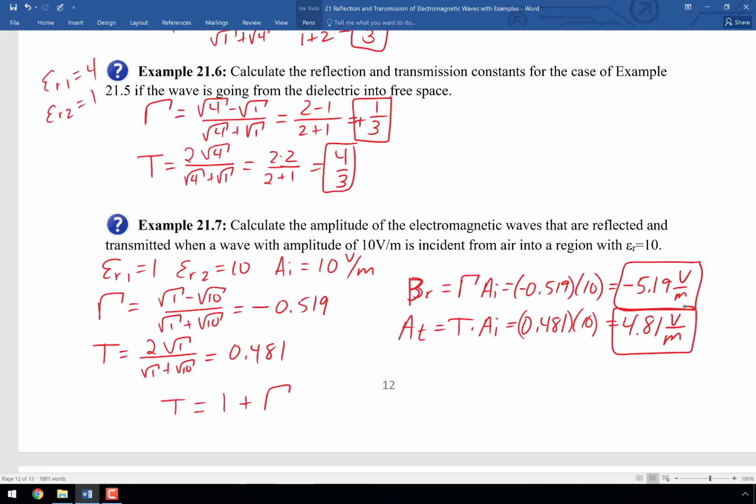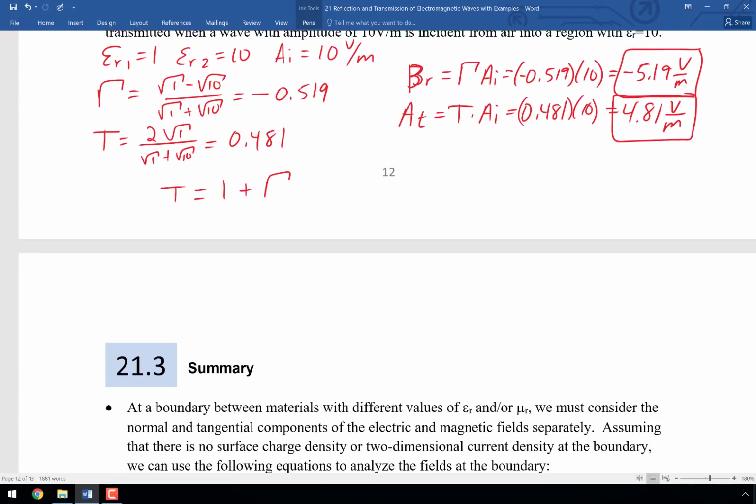And so you can see that it's about half and half. Omitting the negative sign, or ignoring it for the moment, it looks like about half of the wave is getting reflected and about half of the wave is getting transmitted. And it's a pretty substantial change from epsilon r equals 1 to epsilon r equals 10, so I'm not surprised that it reflects so significantly.